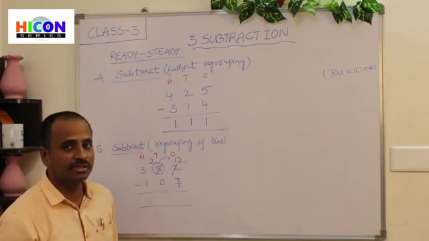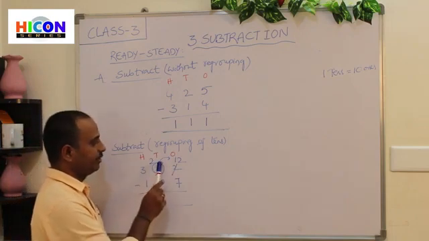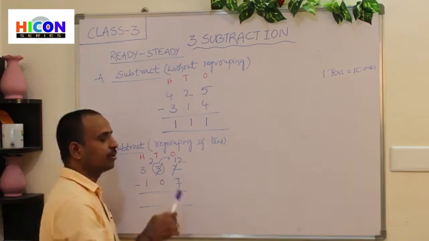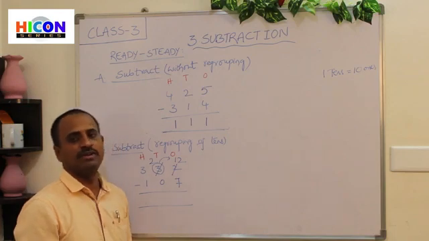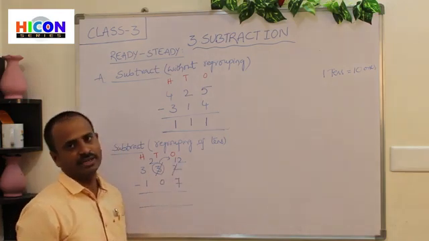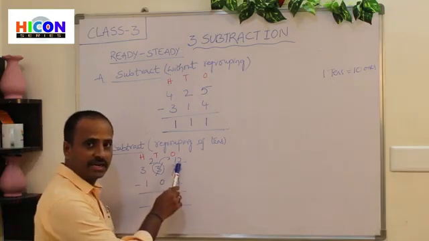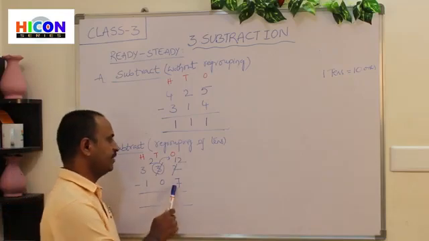So children, do you understand how to carry? If you carry 1 ten to the ones place, it will become 10 ones. Already there are 2 ones. So 10 ones and 2 ones, total 12 ones. So that's why there are 12 ones. Now do the subtraction. Now the subtraction will be possible because 12 is the greater number, 7 is the smaller number. We can subtract 7 from 12.